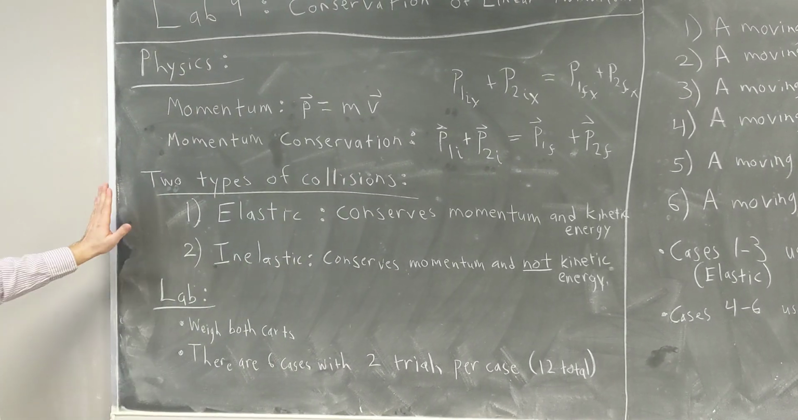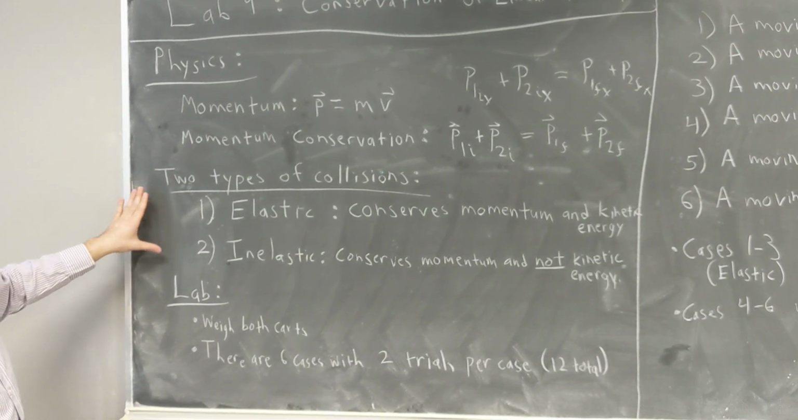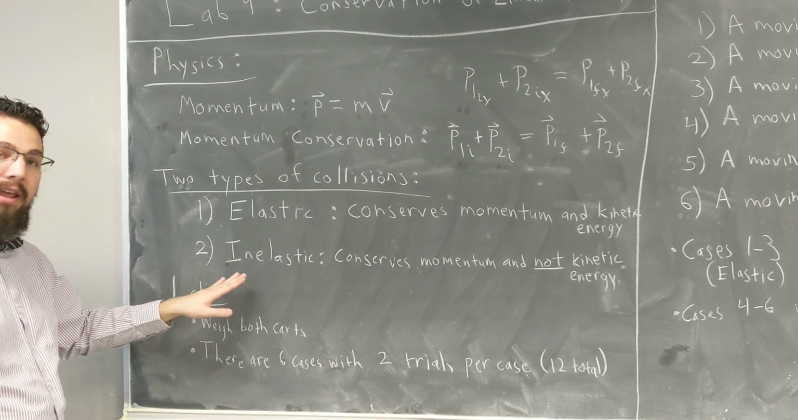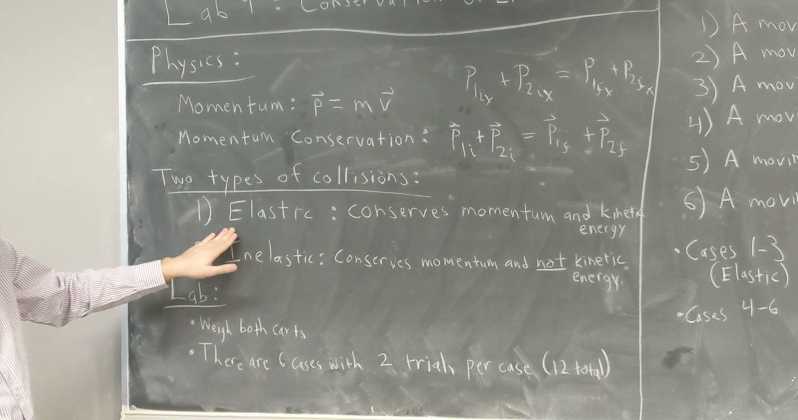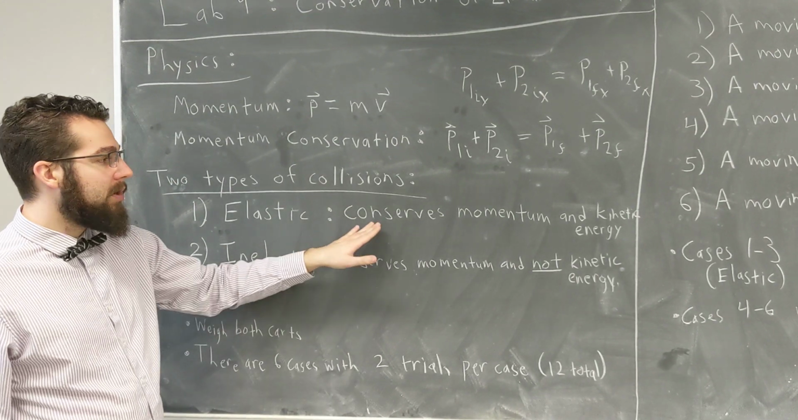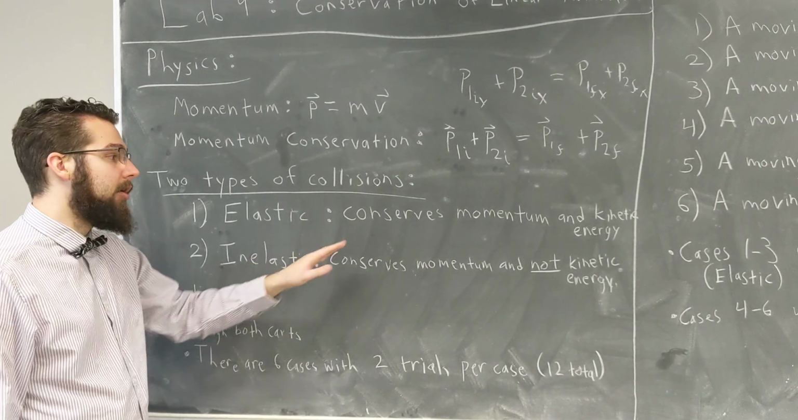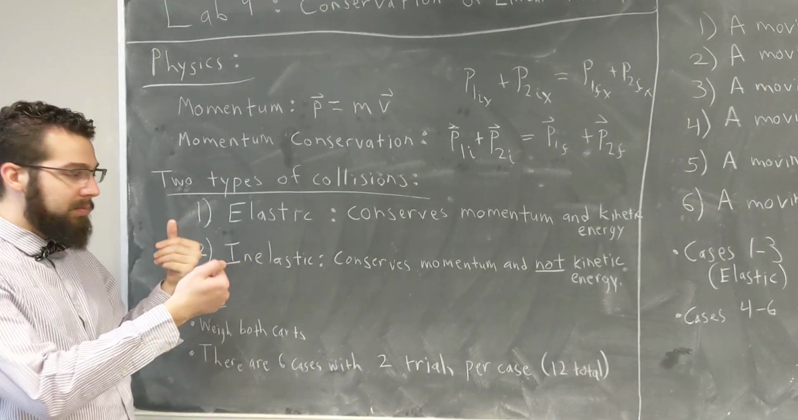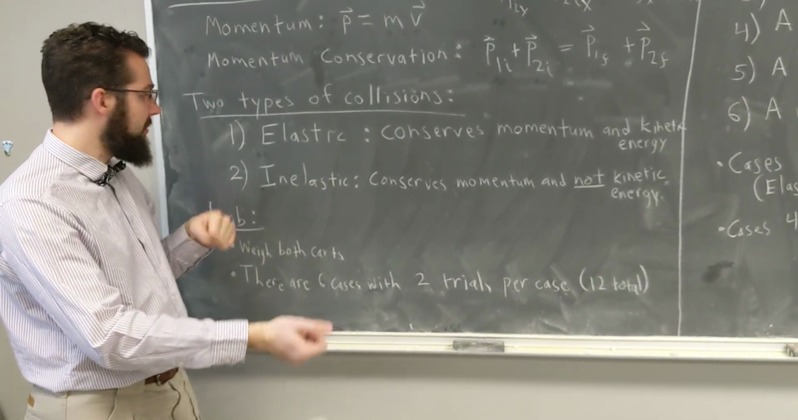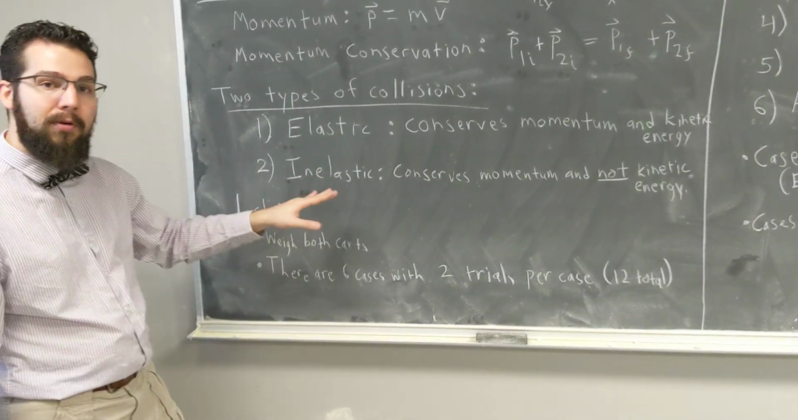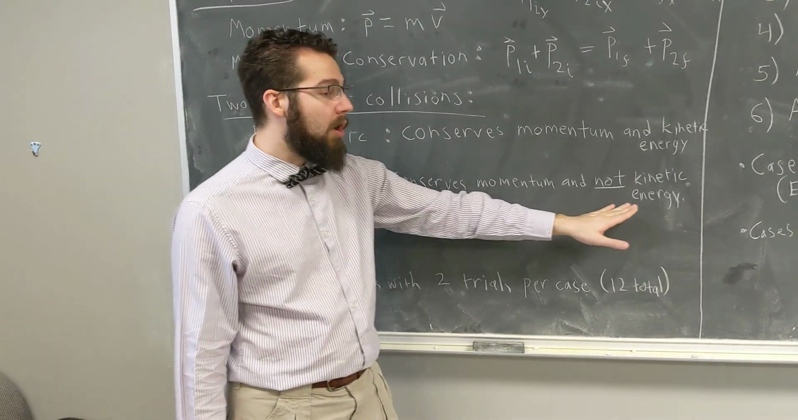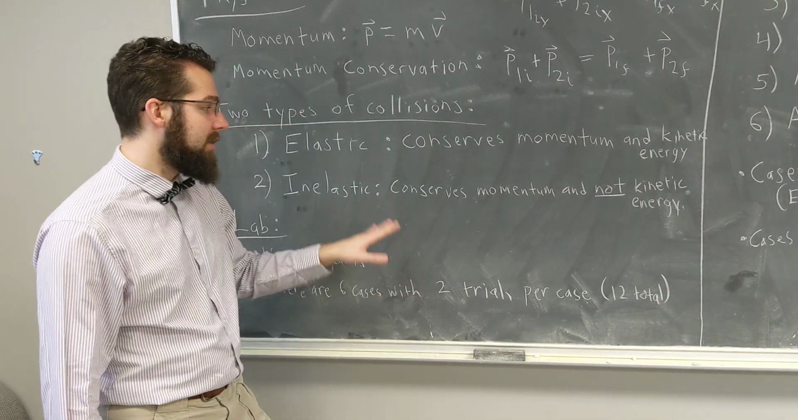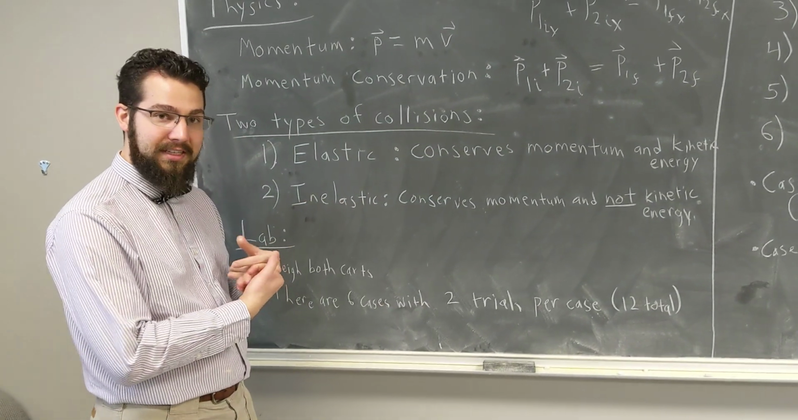So now we can look at what are the types of collisions. There's 2. There's elastic and inelastic collisions. In an elastic collision, we will conserve momentum and kinetic energy. So the carts will ram into each other and then bounce off each other. And then inelastic, we will conserve momentum, but we will not conserve kinetic energy. So this is when the carts ram into each other and stick together.